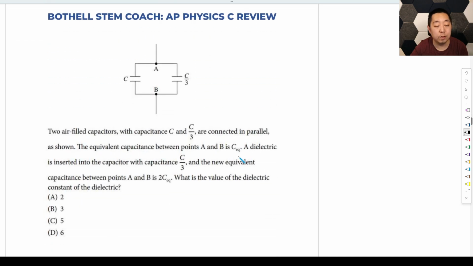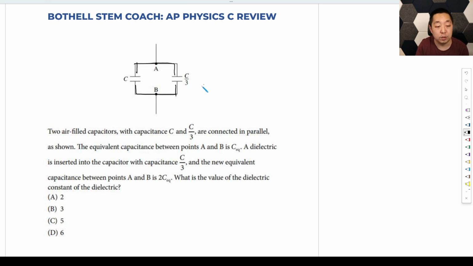Okay, so let's go through a few problems now that we got the basic concepts down, but the big thing is how do you actually go about solving problems? So I have two air-filled capacitors with capacitance C and C over 3 connected in parallel as shown. Parallel because they share a connection here and they share a connection here. The equivalent capacitance is C equivalent. A dielectric is inserted into the capacitor with capacitance C over 3, and the new equivalent capacitance is 2 times that. What is the value of the dielectric constant?